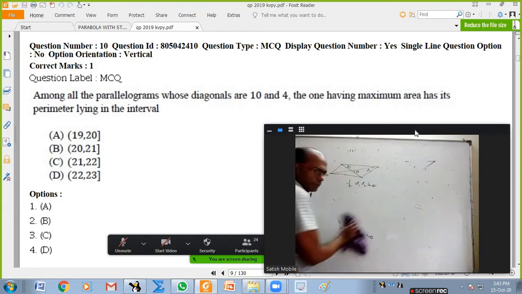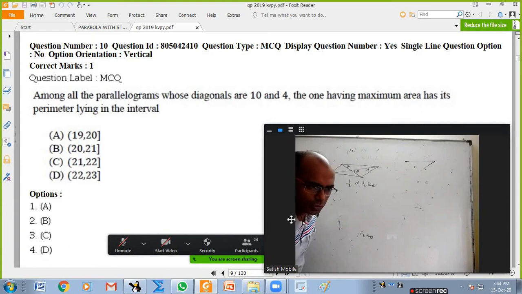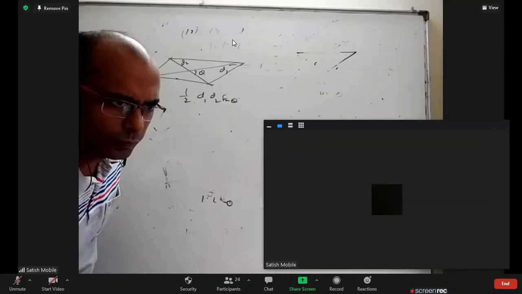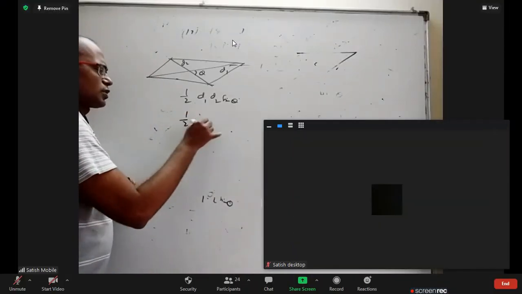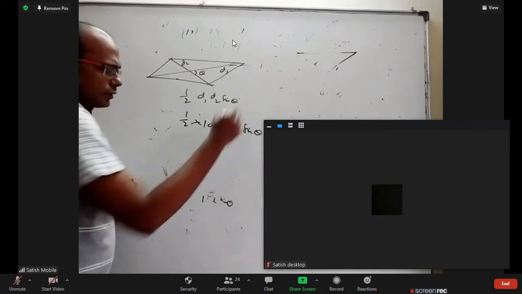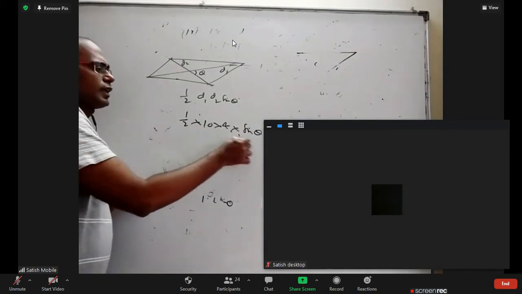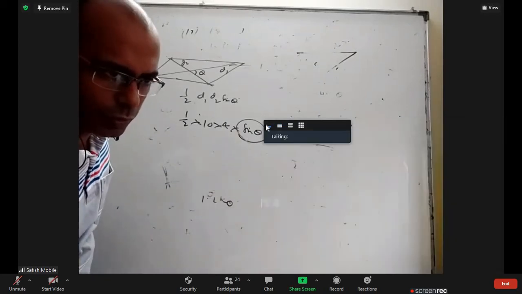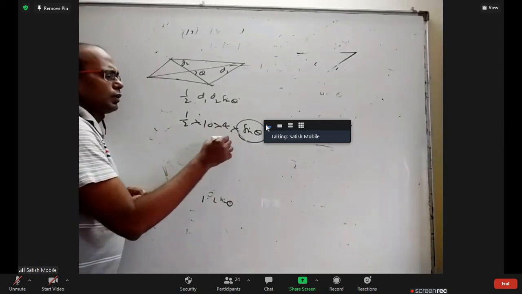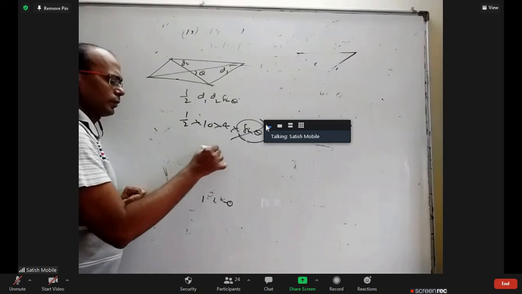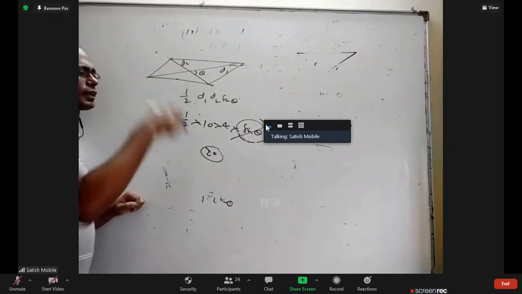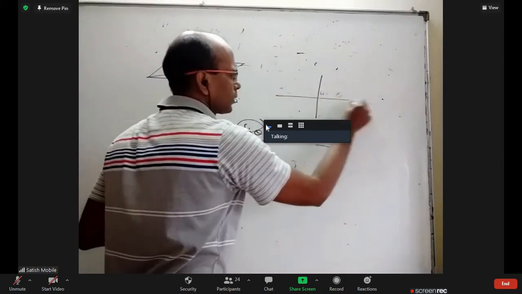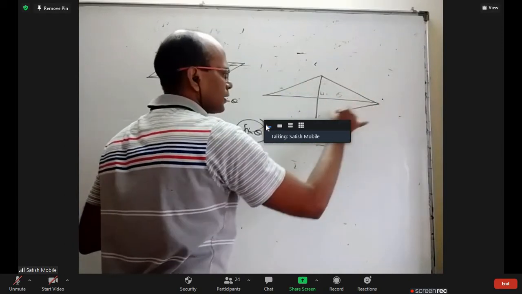What they said in this question: one diagonal length is 10 and another diagonal length is 4. So the area is half into 10 into 4 into sin theta. Now the only variable for area is sin theta, and if you want it to be maximum, the maximum value of sin theta is 1. When sin theta is 1, you'll get a maximum area of 20. But that maximum is attained when theta is 90. So when diagonals are perpendicular, that is when it is a rhombus. In a parallelogram, when diagonals are perpendicular, it becomes a rhombus. Then you will get the maximum area.